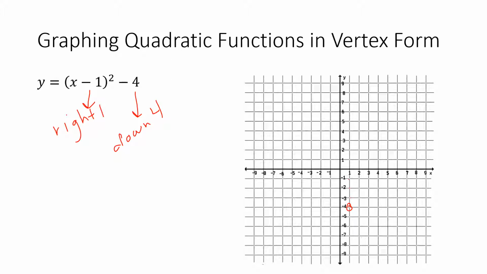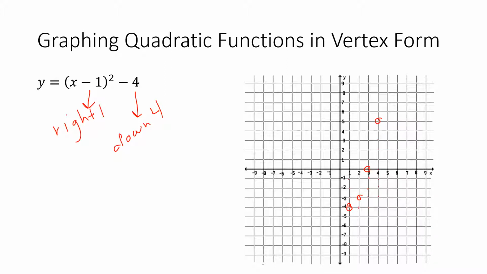That's the vertex. Now, since there's no value out in the very front, we're going to keep the same pattern as the parent function. So from the vertex, we're going to go over 1, up 1. Back to the vertex, we're going to go over 2, up 1, 2, 3, 4. Back to the vertex, going to go over 3, 1, 2, 3. Up 9, 1, 2, 3, 4, 5, 6, 7, 8, 9, because 3 squared is 9.